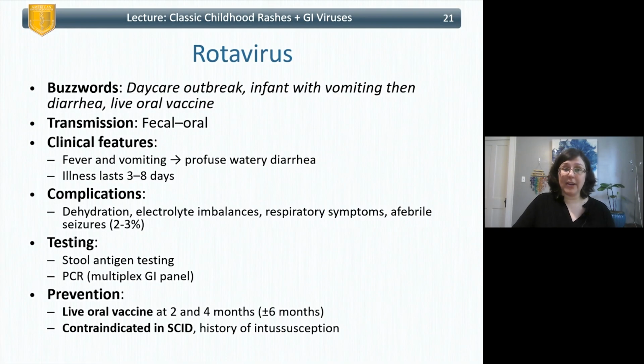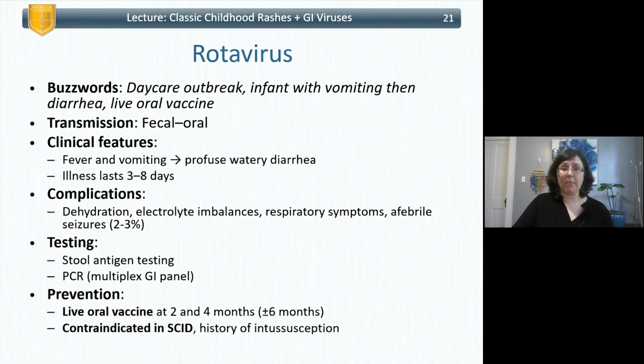So for rotavirus, the buzzwords are daycare outbreak, infant with vomiting, then diarrhea, and a live oral vaccine. Transmission is fecal oral. Clinical features are fever and vomiting, usually starts first. So the kiddo is going to be febrile, throwing up. And then maybe 1 or 2 days later, they're going to develop a profuse, watery diarrhea. The illness usually lasts around 3 to 8 days.